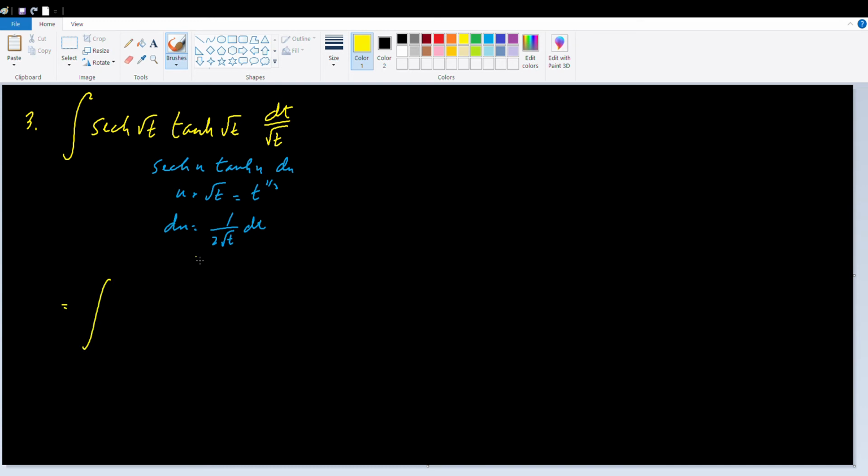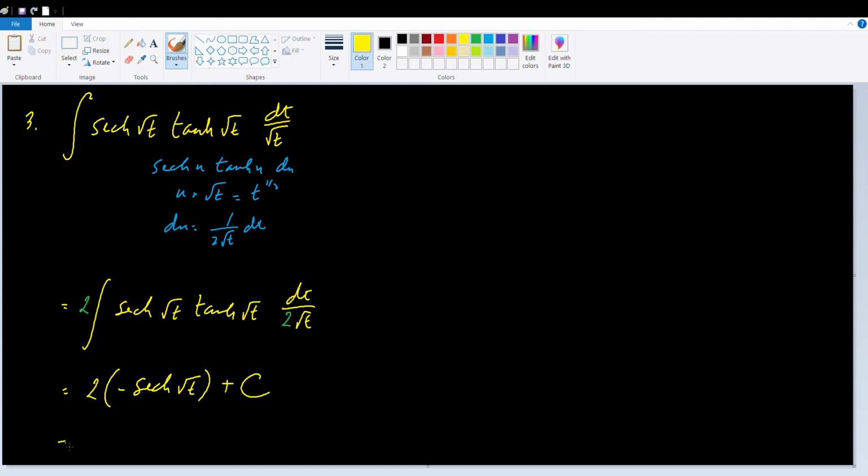So we shall complete our du. We will write hyperbolic secant of square root of t, hyperbolic tangent of square root of t, dt over square root of t, but we know that it lacks 1/2, so we multiply it by the reciprocal 2. And the integral of hyperbolic secant hyperbolic tangent is negative hyperbolic secant of u, which is square root of t plus c, or negative 2 hyperbolic secant of square root of t plus c.